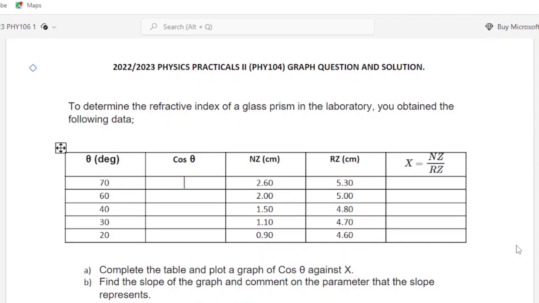For today's class, we'll be looking at the 2022/2023 Physics Practical 2, which is Physics 104 Graph Question and Solution. Now the question says, to determine the refractive index of a glass prism in the laboratory, you obtain the following data. So you have this table here, with theta, cos theta, nz, rz, and then x.